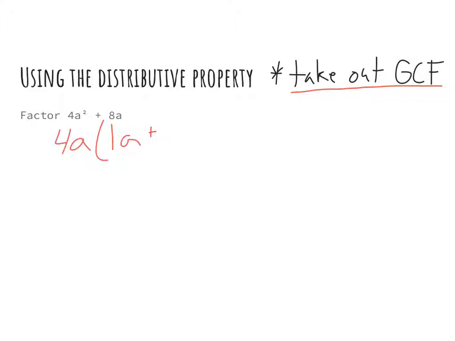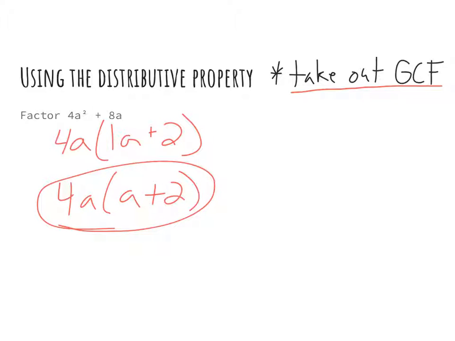Same thing for the second term. 8a divided by 4a. 8 divided by 4 is 2. A divided by a cancel each other out. So I've got 4a times the quantity 1a plus 2. And to rewrite it, I don't need that 1 in front of the a, so I can just say 4a times a plus 2. And that is my final answer.